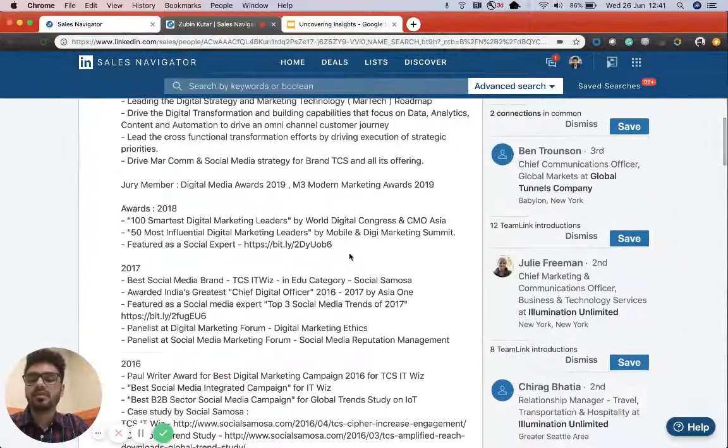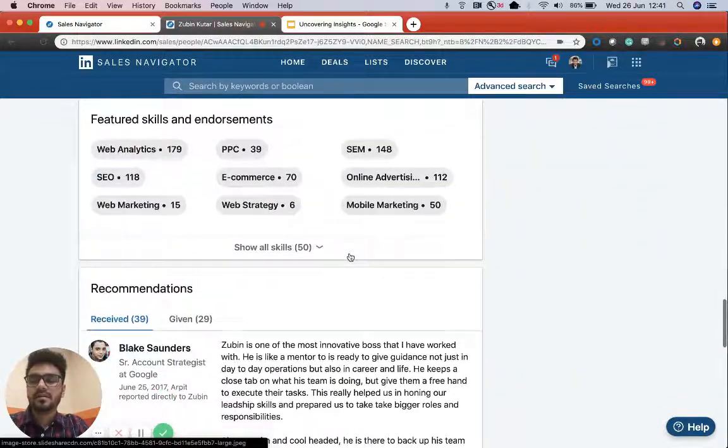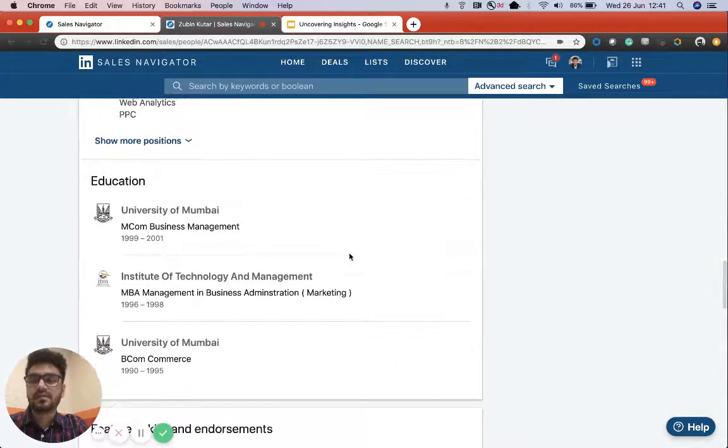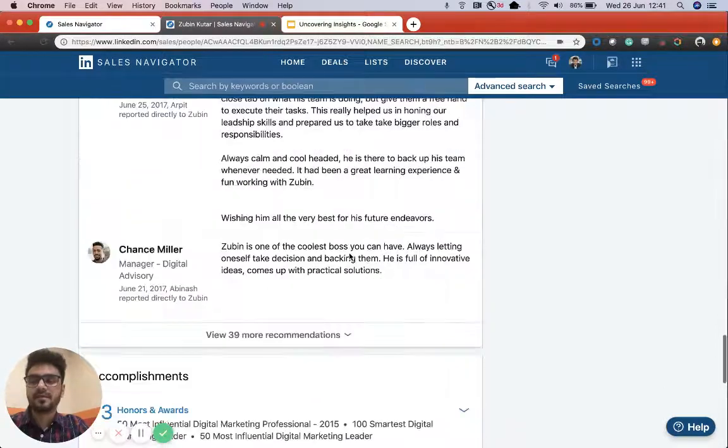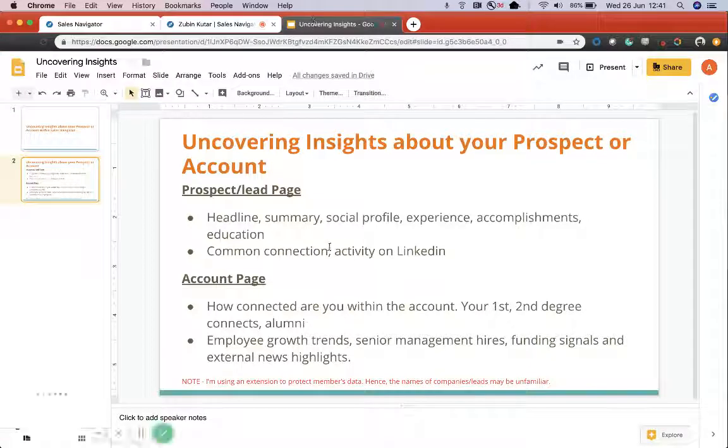Right? Then you can also look at things like experience in different organizations, the schools that he was part of, and accomplishments, right? So that's how you leverage the Sales Navigator prospect page to gather information and insights about that prospect. I'll quickly move on to the account page.